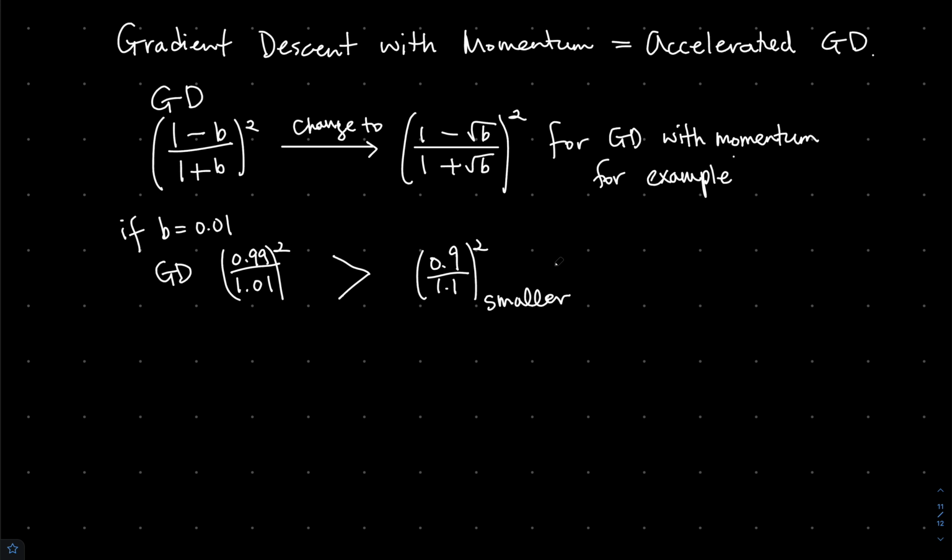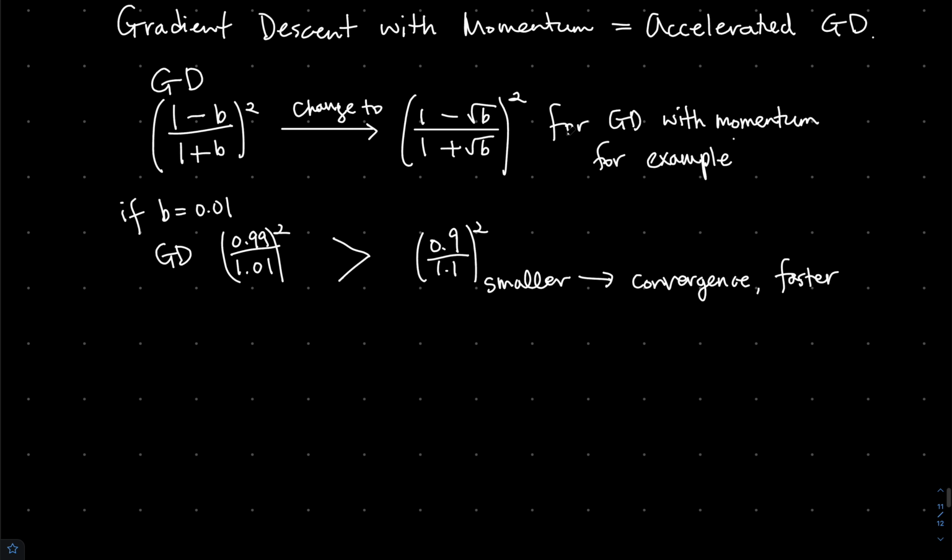And if the rate of change is smaller, that means that convergence occurs faster, right? So this is better. So we can see that indeed the gradient descent with momentum accelerates the gradient descent. So that's what we will see.